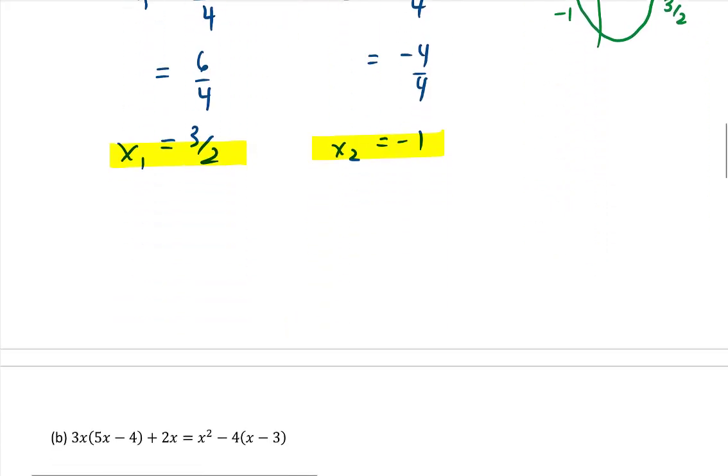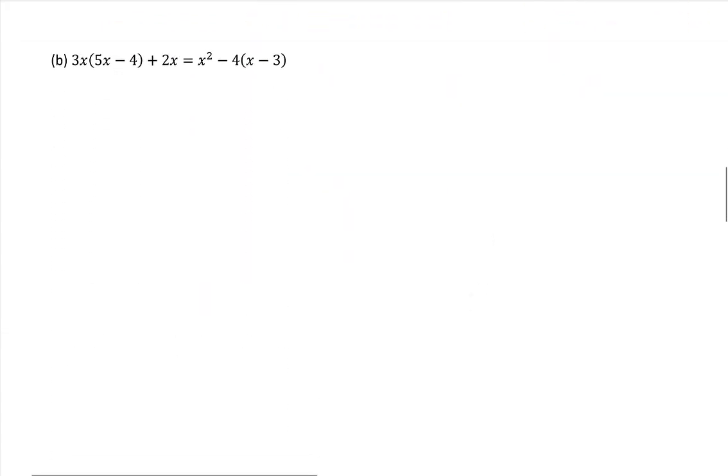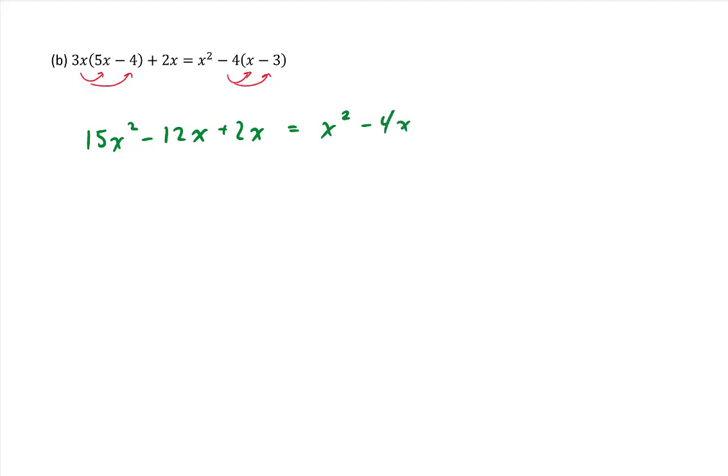Let's look at some more examples. So next one, we want to solve this complex quadratic equation. First of all, let's get rid of those brackets. So that gives us 15x squared minus 12x plus 2x equals x squared minus 4x plus 12. When solving quadratic equations, we need to move everything to one side. So I'm going to move everything to the left side.